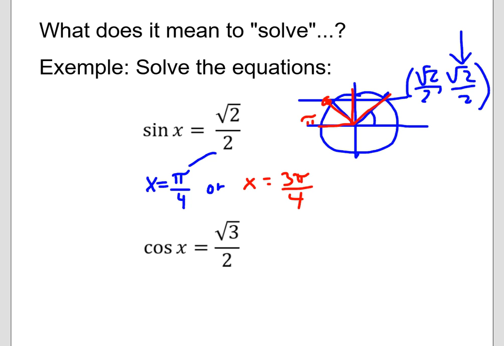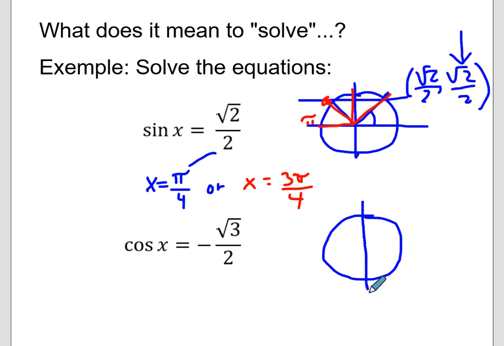Let's look at cosine x is square root of 3 over 2. Sorry, there was a mistake. It was supposed to be minus square root of 3 over 2. So if you think about your trigonometric circle, where is minus square root of 3 over 2? If you look at your trig circle, it's around here.